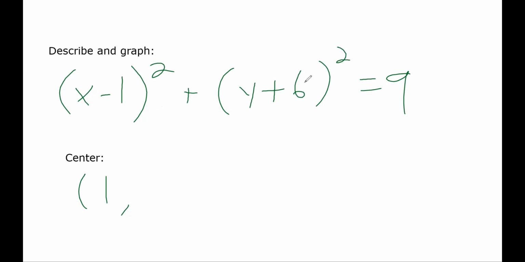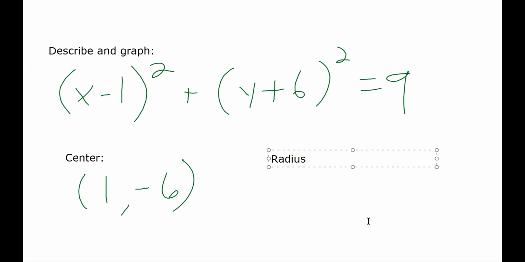So now we can get the y coordinate of the center. Remember, we take the opposite sign just because of the odd way in which the equation is meant to be written. So the y coordinate of the center is not 6, it's actually negative 6. So it has a center of 1 comma negative 6.